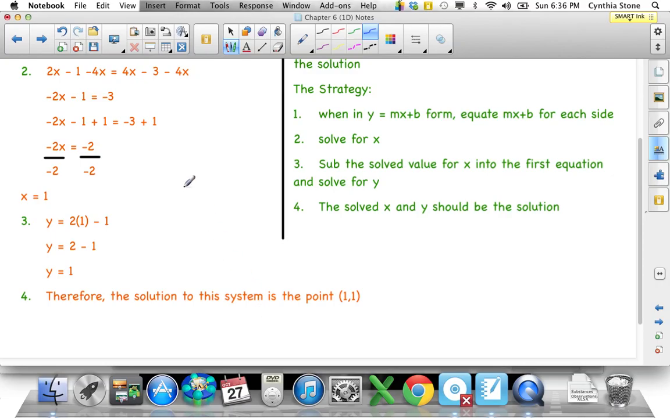Okay, so on your test I may ask you to do it graphically, I may ask you to do it algebraically. This is the strategy.